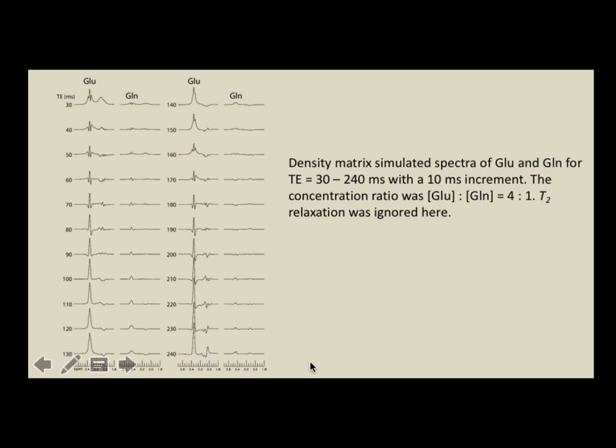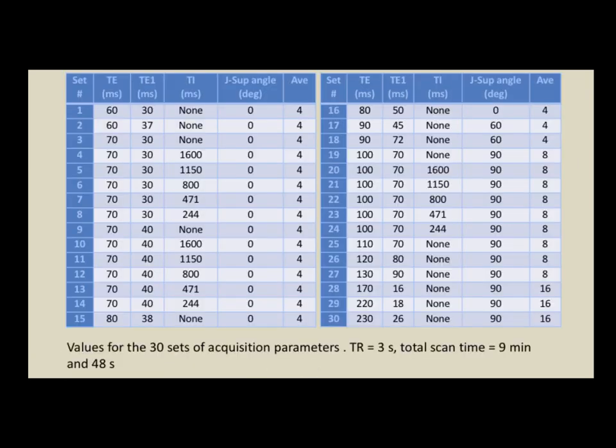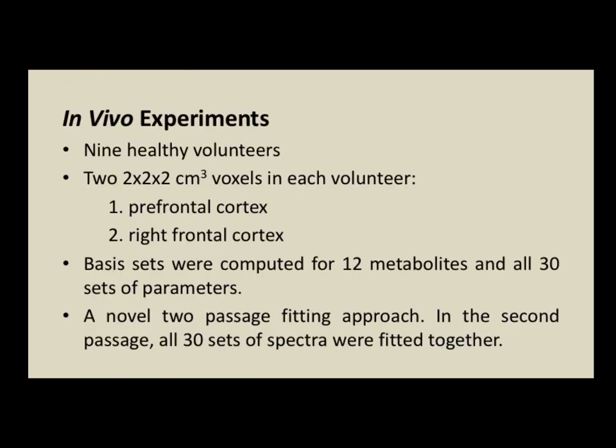Our basis sets also need to be computed for each set of TE. We have 30 sets of TE. When we generate our basis sets using density matrix simulation, we have to generate the basis set for each metabolite and each parameter setting. That's why computation speed is important. When we quantify the data, we also developed a two-passage fitting approach. In the second passage, all 30 sets of spectra were fitted together.